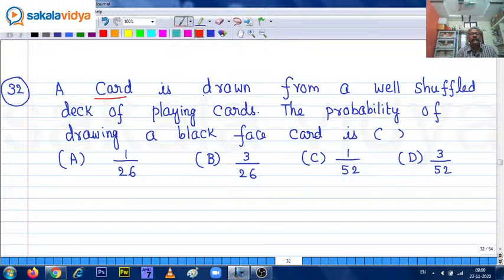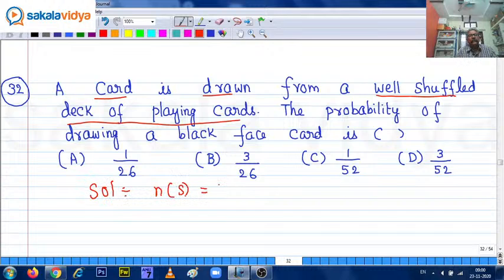A card is drawn from a well shuffled deck of playing cards. The total number of cards present in the playing cards, you know, is 52. So we can write N of S is equal to 52. Now the probability of drawing a black face card. How many face cards are there, and out of them how many black face cards?